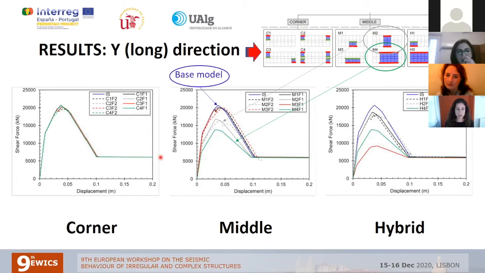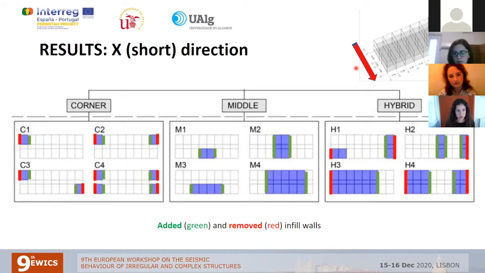What happens if we look in the strong direction, in the X direction? This is the X direction. So if we look at the corner atriums, it's more or less the same thing, although the walls that we are including are closer to the core of the building, so that can have a positive influence somehow in the capacity of the building. However, the big difference, if we look at the ones in the middle, is that we are including some new perimeter walls and we are removing none. And again, that has to have some influence on the capacity.